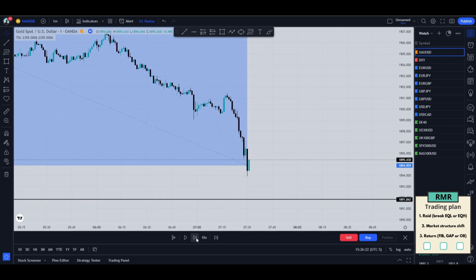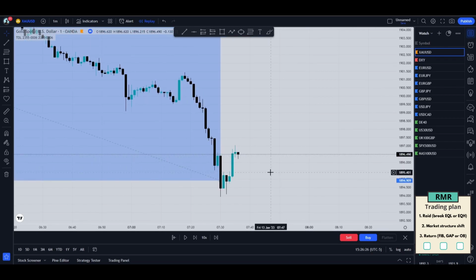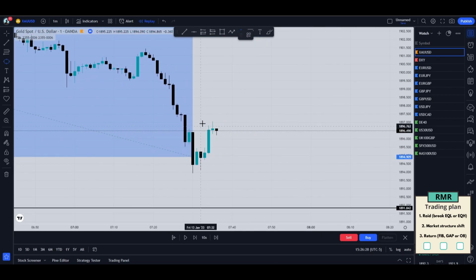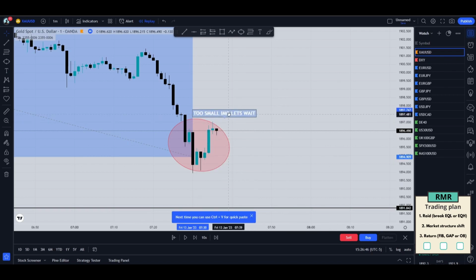The move down has taken a lot of liquidity out, and we will now be looking for longs if we break the lows and see a market structure shift. And we see a little market structure shift here, but it's not impactful enough in my opinion. It doesn't have that big move up like I wanted, so I can look for a return. So let's wait for a better setup.